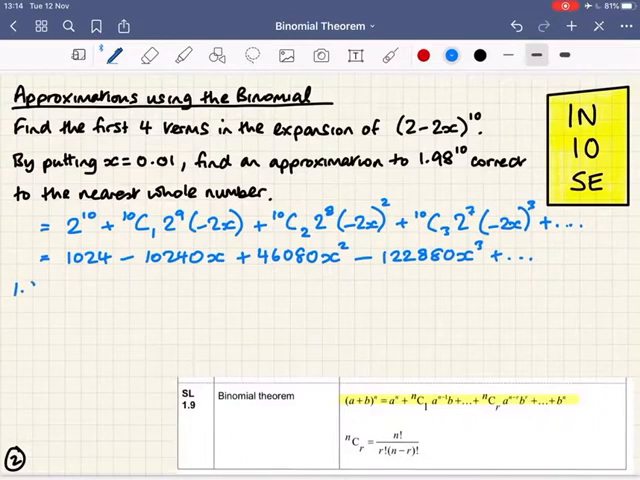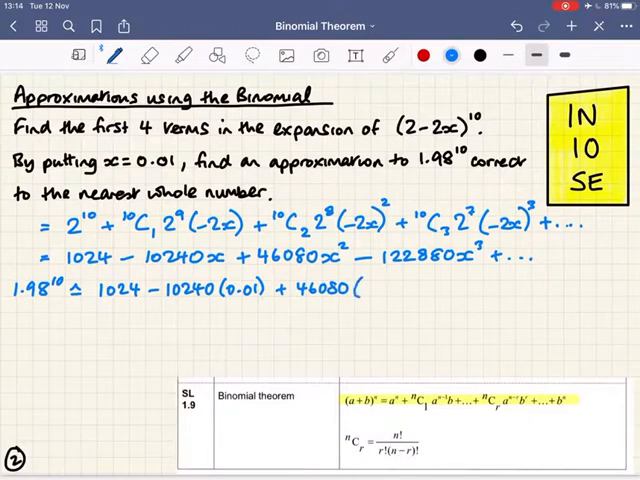So 1.98 to the 10 can be approximated to 1024 minus 10240 times 0.01 plus 46080 times 0.01 squared minus 122,880 times 0.01 cubed. This is a little bit painful, isn't it, having to write everything down, but do that in the exam because it won't do any harm at all. Now, let's just work out those values and then we can do a little bit of reckoning.